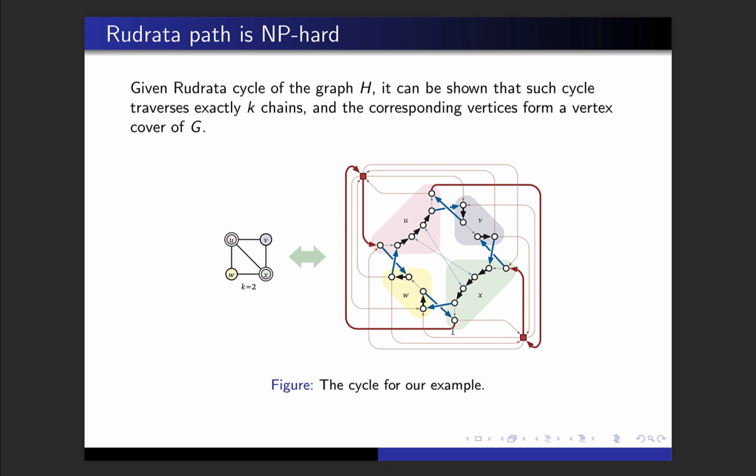Now, you are not required to remember this huge reduction moving forward. I will never ask you in the exam or in the homework assignments to do a reduction of this magnitude. But I do want you to remember that Rudrata's path and Rudrata's cycle are both NP-complete. And I hope we can use those problems in our lecture when we meet on Tuesday. Maybe you will use it in the homework or in the exam.